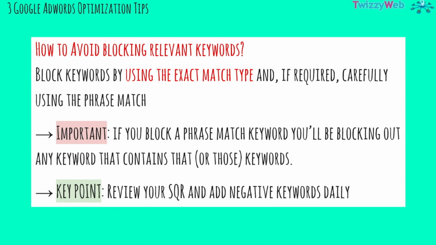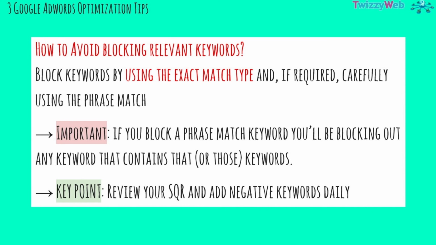Simply block keywords by using the exact match type, and if required, carefully using the phrase match. Why are we saying this? Because if you block keywords using any other match type, it's really risky, because you might be blocking other keywords without even knowing. If it's broad match, that is terrible, because a broad match negative keyword blocks any kind of similar keywords that you're using in your own keywords. That's really dangerous. So make sure that you're using just phrase match or exact match, at least at the beginning.